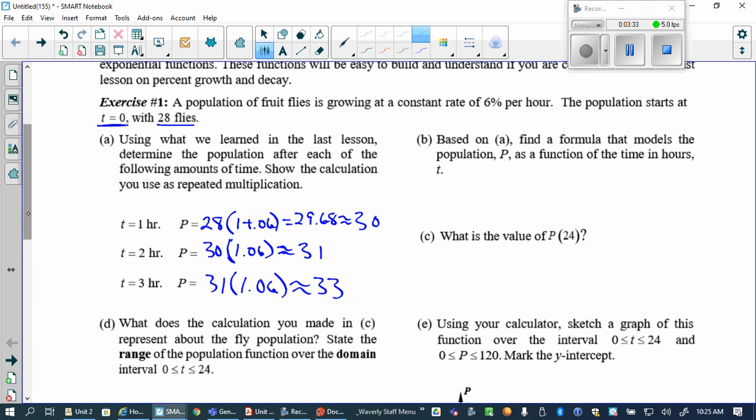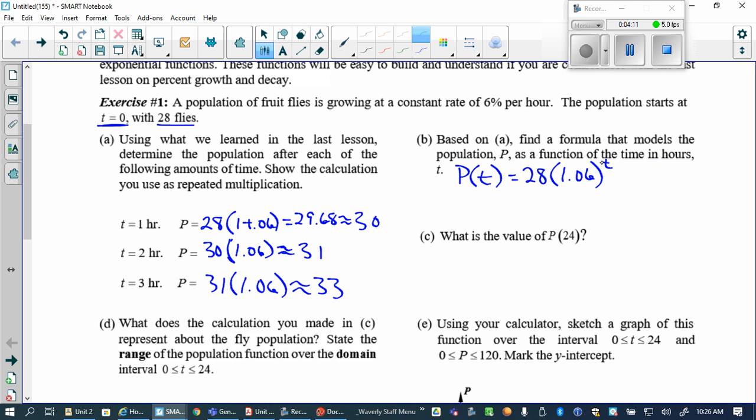But really, let's do a formula here. What's the starting amount? 28. So population P of T, population as a function of time in hours, is going to equal, what's our starting amount A? 28. What is the growth factor? 1.06 to the what power? The T power, every hour. It's not super important right now.